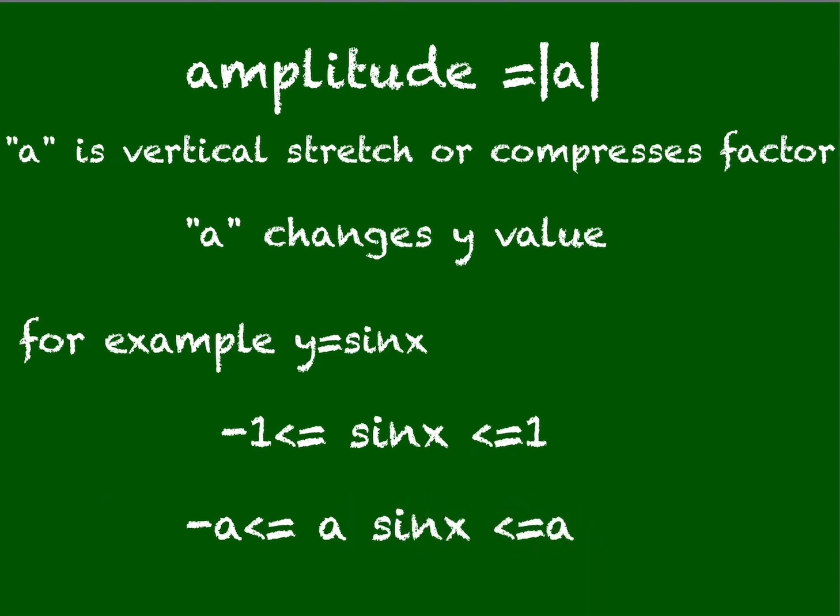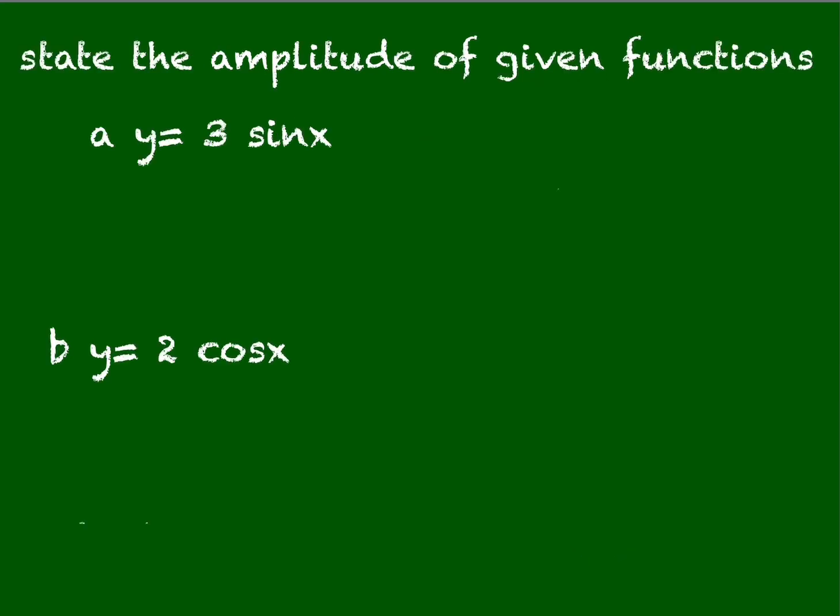Additionally, the amplitude is the distance from the midline of the graph to its peak or trough. If a is greater than 1, the graph stretches vertically. If a is between 0 and 1, the graph compresses vertically. Let's state the amplitude of the given functions and observe how it changes their range.